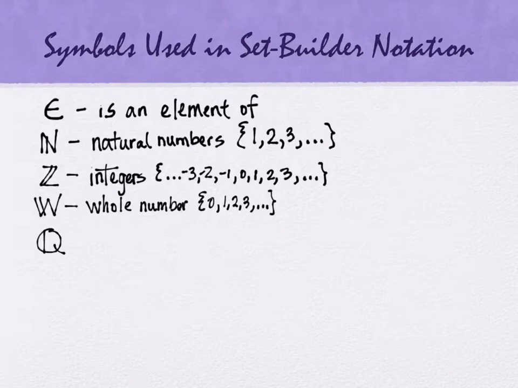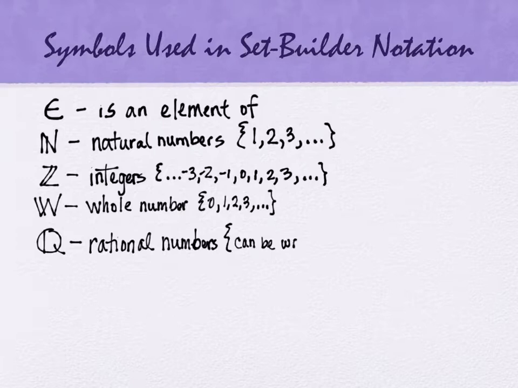It's a Q. Q stands for rational numbers. Rational numbers are any numbers that can be written as a ratio or fraction. Fractions are also called ratios. For those of you who've taken proportional and statistical reasoning, that's what happens in chapter 6 in our book. So that's where the word rational comes from.